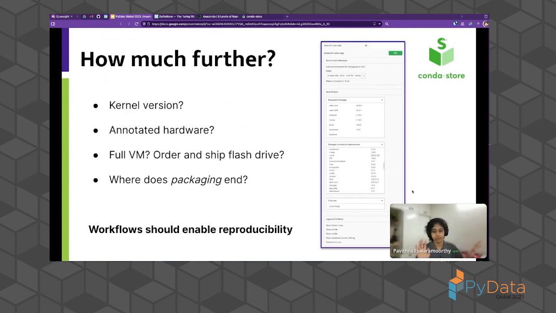But those are the few things that conda did, and that was enough for our team. But maybe you need to go further, right? You want to specify the hardware kernel versions. Maybe you want a full VM, and yeah, you can add more and design a system for yourself that works. And finally, just a note again: the workflows should enable reproducibility. You can have the most reproducible system, but unless folks follow it, it's not really useful.